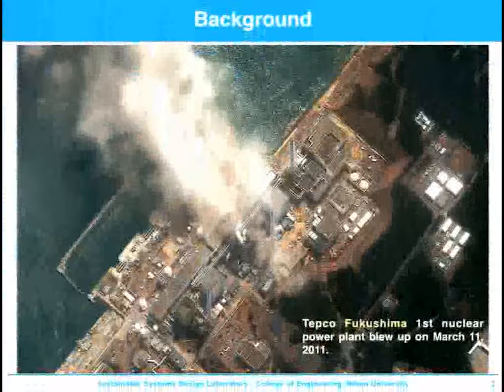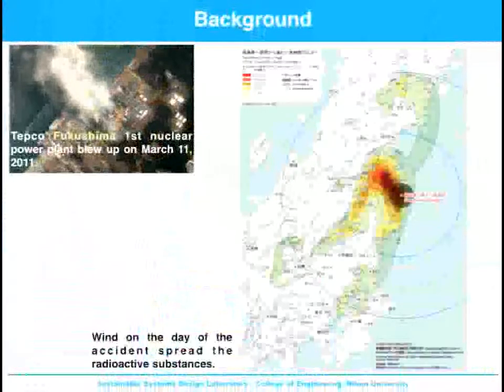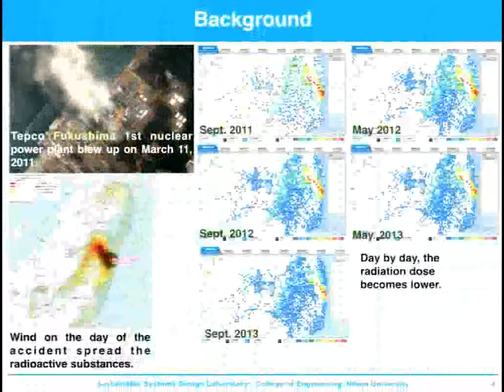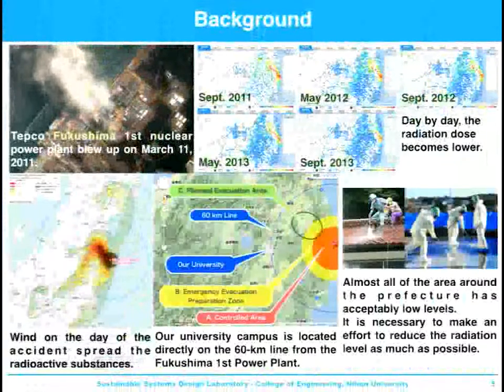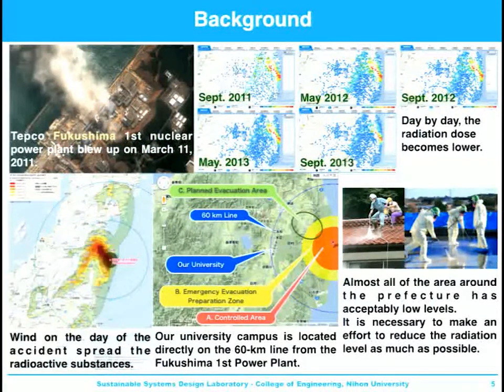TEPCO Fukushima first nuclear power plant broke down on March 11, 2011, due to a large earthquake and tsunami. The nuclear power plant blew up and spread a lot of radioactive substances, as shown in this figure. Day by day, the radiation dose became lower. Almost all of the area around Fukushima has an acceptably low level. However, the effect of long-term exposure to very low radiation levels is unknown. So we must make an effort to reduce the radiation level as much as possible.